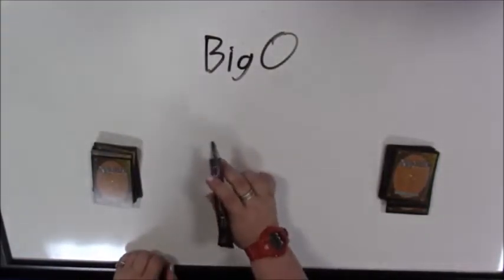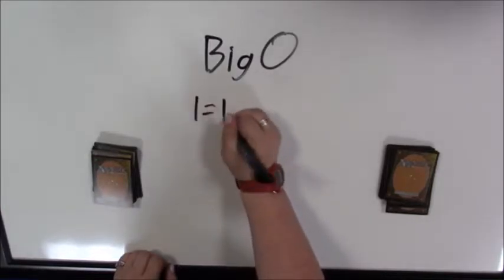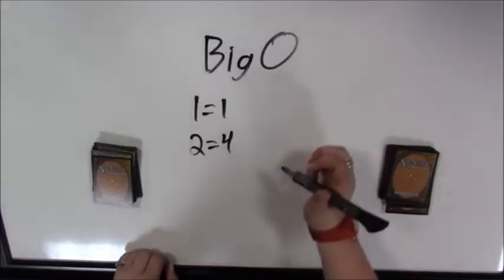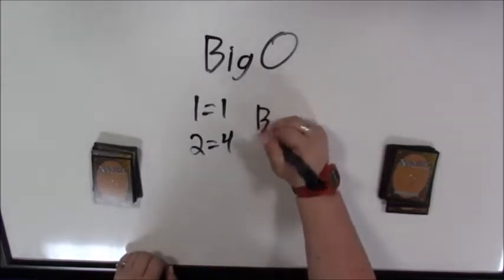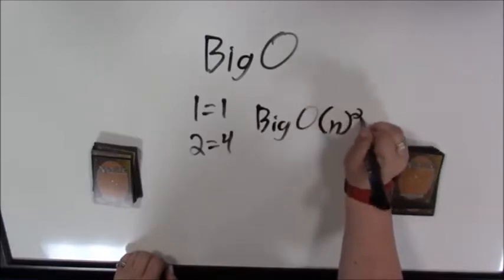However, if your function's total steps is the squared value of your input, for example, you put 1 in, you get 1 out, but you put 2 in, you get 4 out, that means your big O is quadratic, represented by big O of N squared.